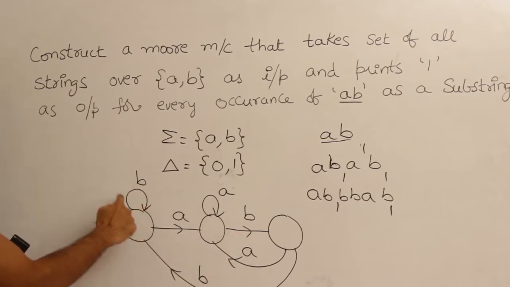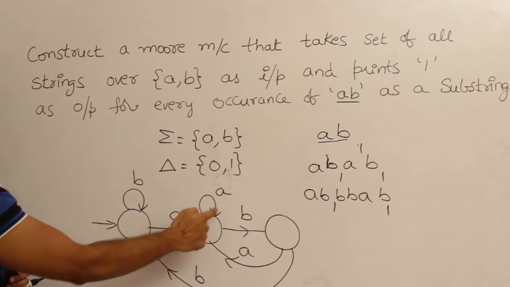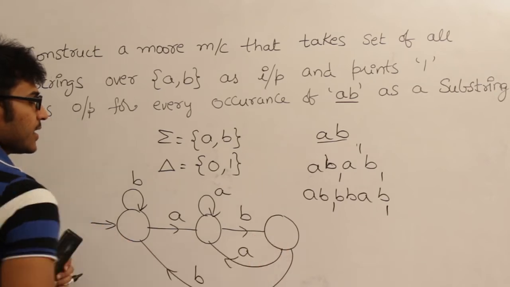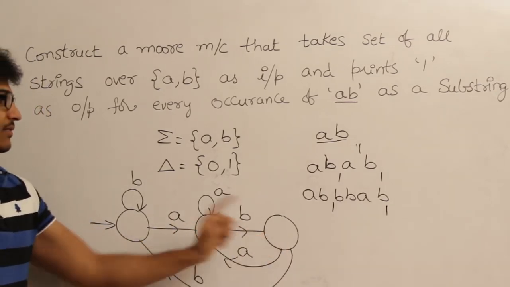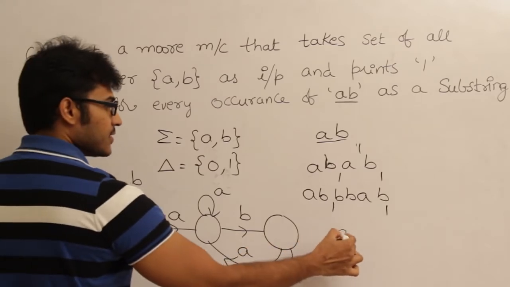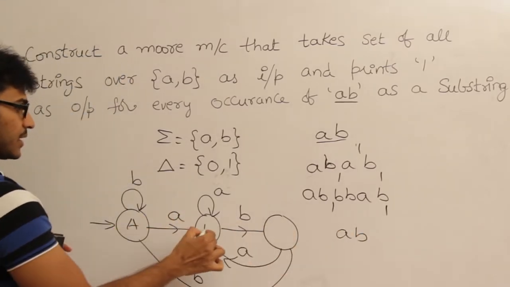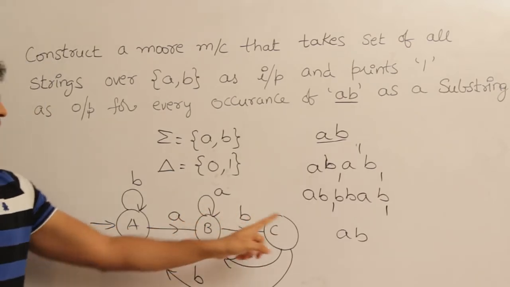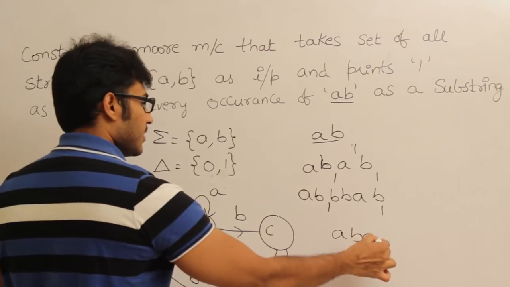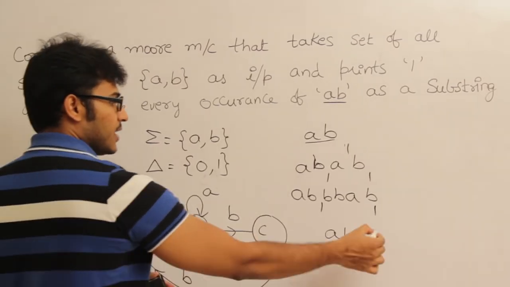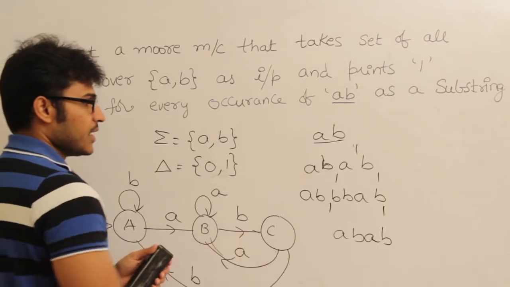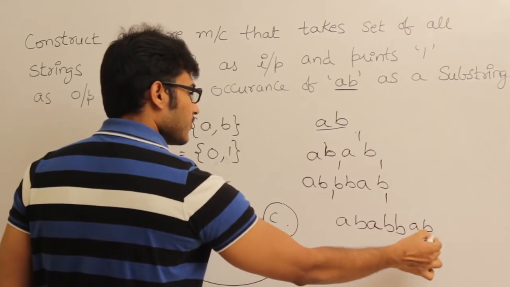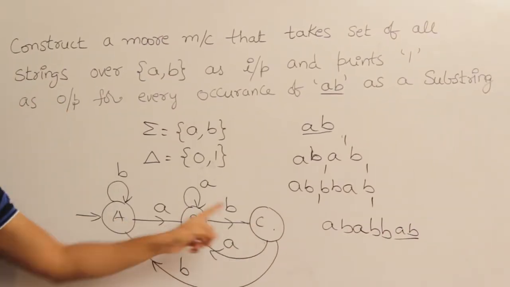If I see any number of B's, I'll be waiting for an A. Even if I get any number of A's here, it is still ending with A. If I get an A at the end, it means that entire sequence has been spoiled. I have seen AB and reached this. Let us say capital A, capital B, capital C are the states. Now I have reached C on seeing AB. If I see an A at C, I have to again wait for a B, so I'll go here and wait for a B. If I see a B at C, then I have to again see AB to reach it.